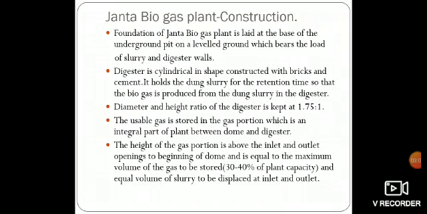Generally, the gas portion is above the inlet and outlet walls, extending up to the beginning of the dome. So it constitutes 30 to 40% of the plant capacity and is equal to the volume of the slurry to be displaced at the inlet and outlet.